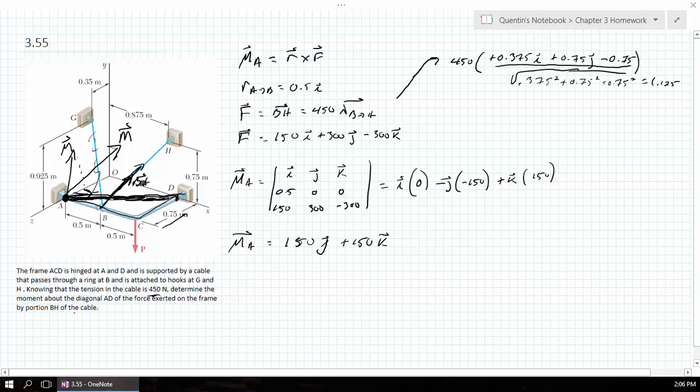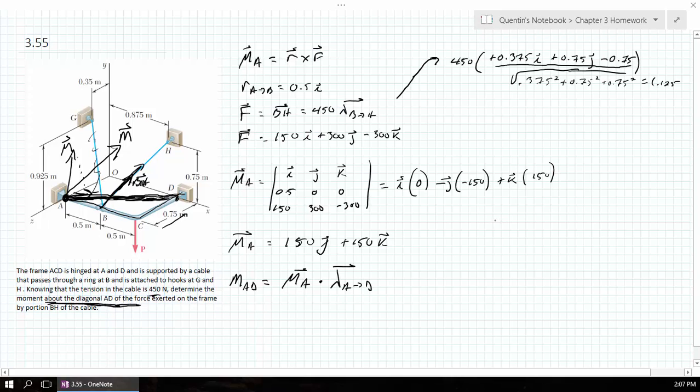Knowing the tension, determine the moment about the diagonal AD, so all that matters is along that axis. So how do I do that? Well, if I want to know any portion of a vector along another vector, I use the dot product, right? So I'm going to say the moment along AD, and notice it's a scalar at that point. So it's not a vector, it's a scalar: the moment at A dotted against the unit vector lambda from A to D.